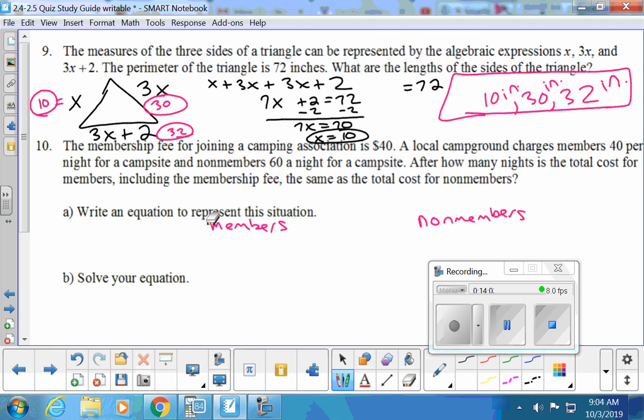Who thinks they know what the members expression will look like? Caspian? 40 plus 40x. Good. 40 plus, oh, I've had some troubles with my plus symbol. 40 plus 40x, where x represents how many nights you're camping. What about our non-member expression? Yeah, 60x, and we're setting them equal. Why don't you guys take a second and solve that one all by yourself? I'll pause and give you some time.